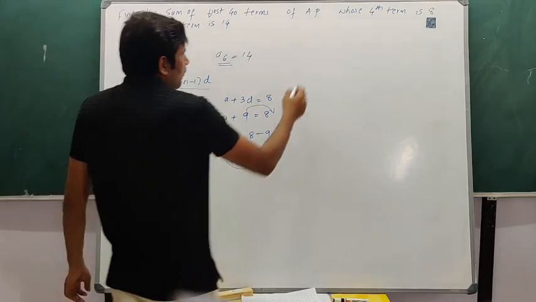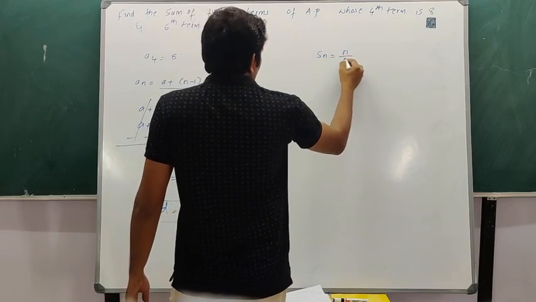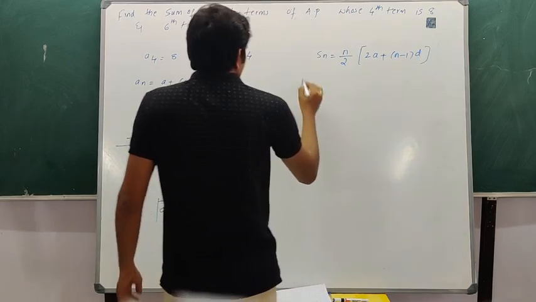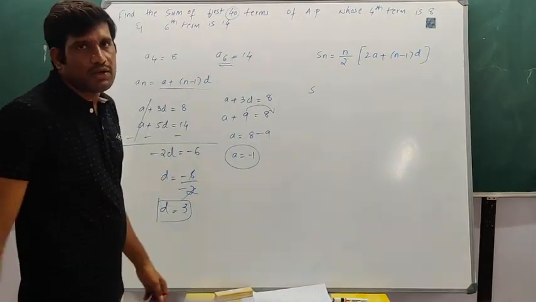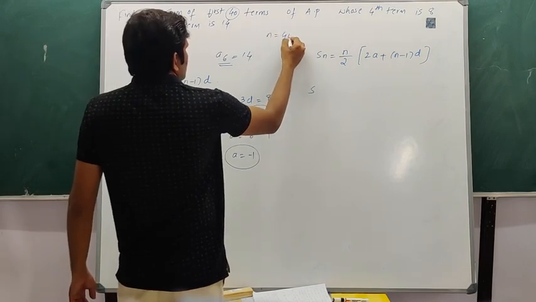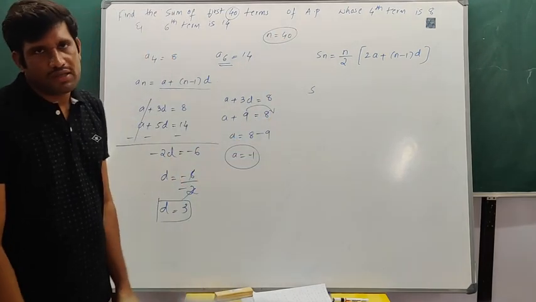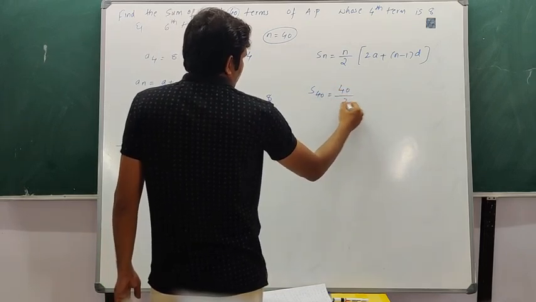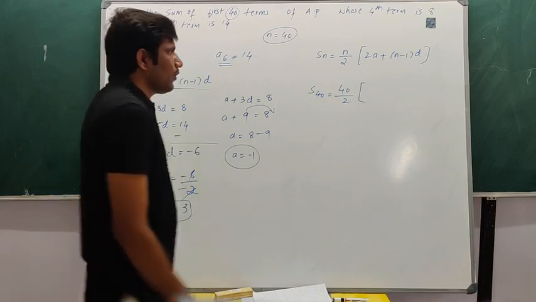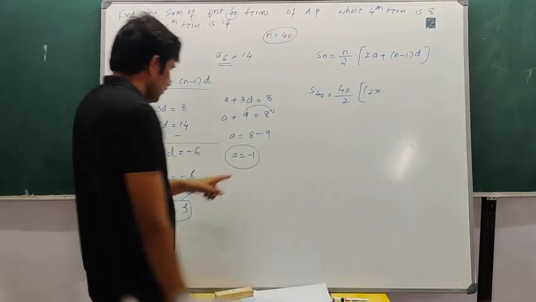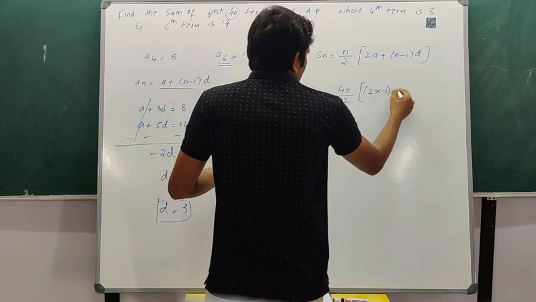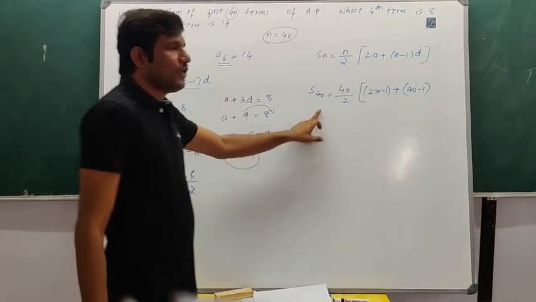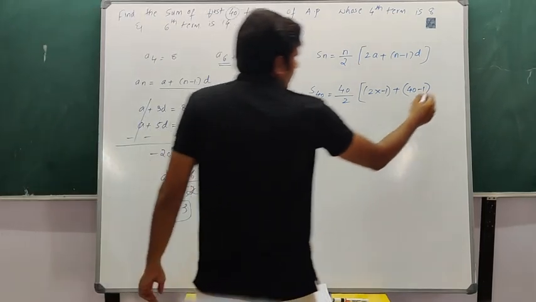Right? So once we get the value of A and D, then by using the Sn formula, we can find the sum of n terms. Sn is equal to n by 2 into bracket 2a plus n minus 1 into d. We have to find the sum of 40 terms, so n is equal to 40. Therefore S40 is equal to 40 divided by 2 into bracket 2 into A, where A value is minus 1, plus n minus 1, that is 40 minus 1, into D. D value is 3.